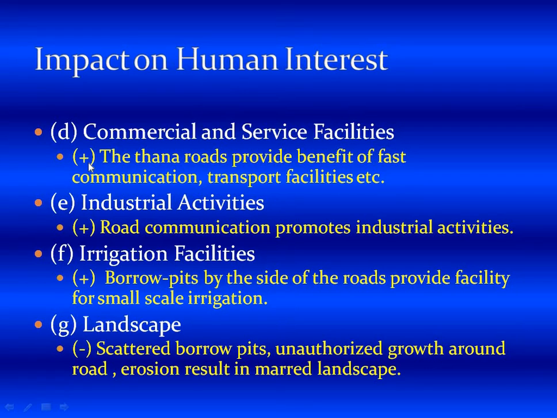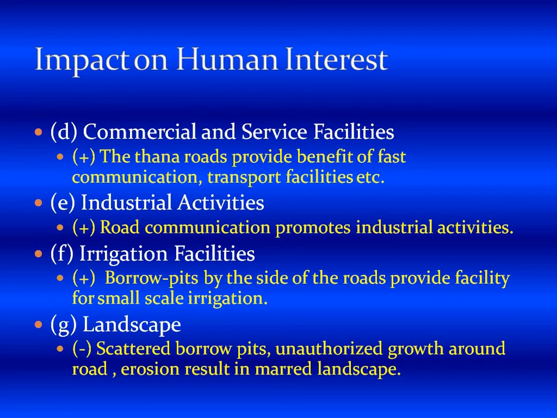What else? Human interest. Commercial and service facilities. The Thane roads provide benefits. We talked about an example of Thane roads. Thane is a place in Tamil Nadu. The Thane cyclone was there. Communication and transport facilities. Industrial activities. Road communication promotes the industrial activities. Irrigation activities. So these are positive things.